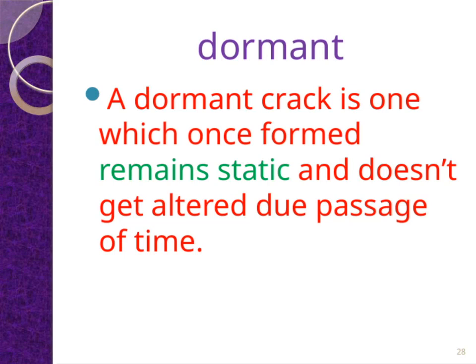A dormant crack is one that, once it forms, remains static over time. It doesn't change or grow, no matter what happens around it. The key point here is that these cracks are essentially sleeping. They're there, but they don't evolve or worsen unless something else triggers a change. Understanding this helps us distinguish between cracks that are active and potentially problematic and those that are dormant and stable.